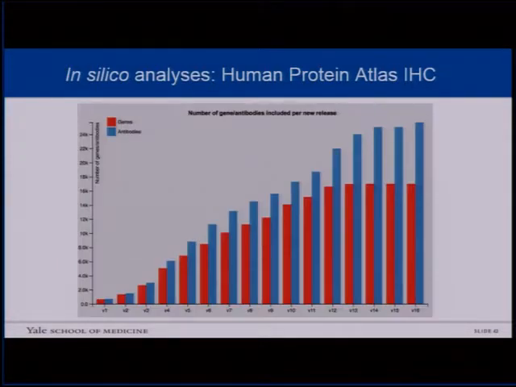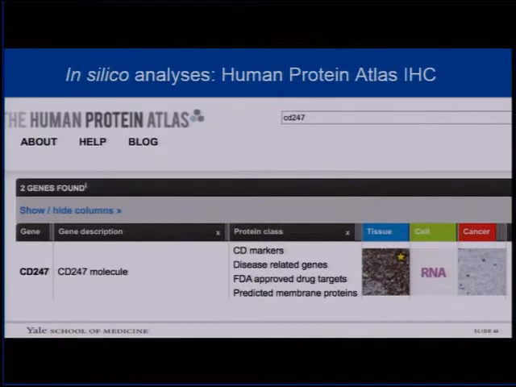This is the increase in genes evaluated. This is about 16,000 over here, and antibodies tested. And here's the interface, what you'd see if I put in, for instance, CD247 as an example of a T cell gene. Typically we use other CD3 markers than this, but this is one. You'll come up, there's a normal tissue area here, but then there's also a cancer slot here.